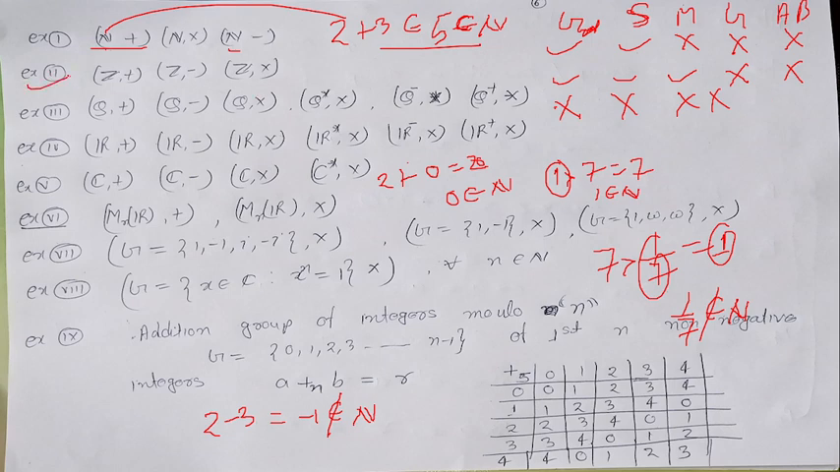Similarly, you can check this for Z plus, Z minus, Q plus, Q minus, and Q dot. Q star is actually all the positive rational numbers; here it is all positive rational numbers.